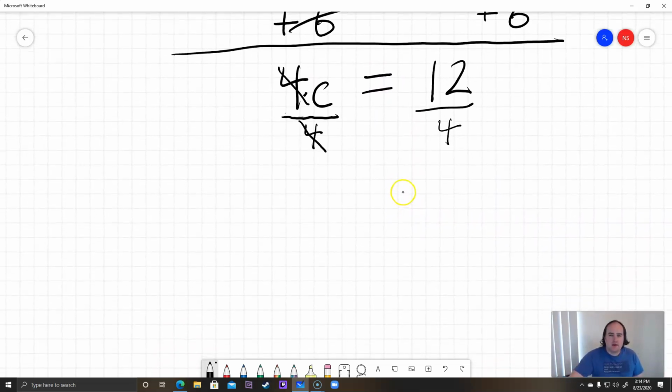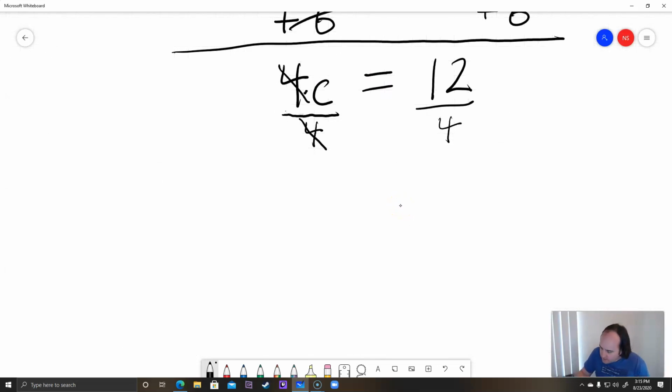So on the left side, we actually just get c. And then on the right side, we have 12 divided by 4. Well, remember that 4 times 3 is 12, so 12 divided by 4 should be 3. So our answer is c equals 3.